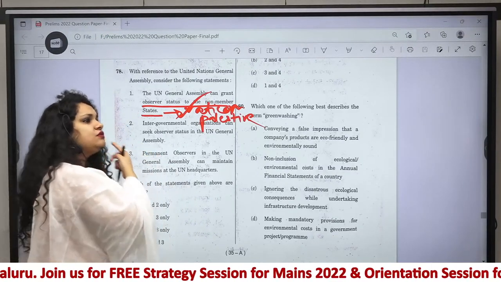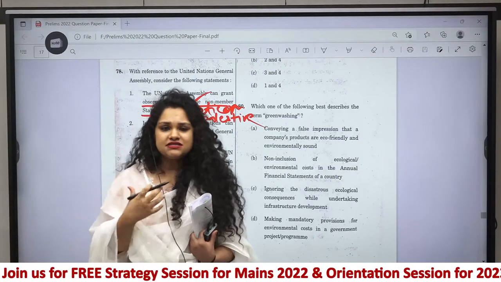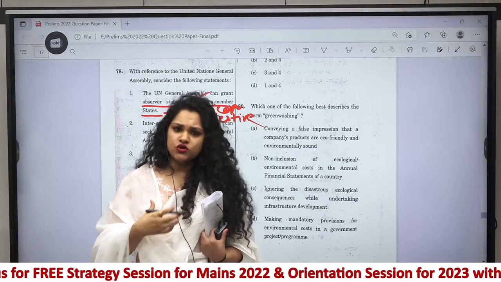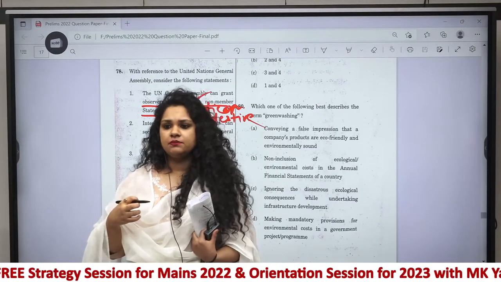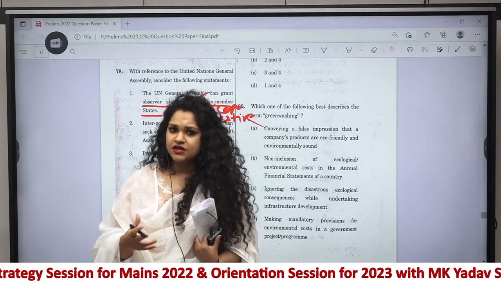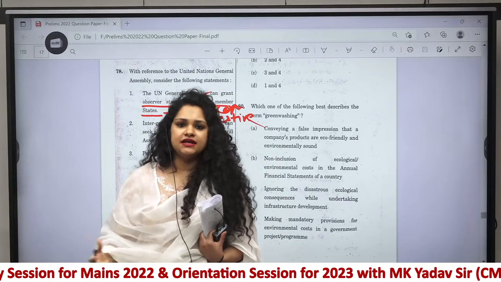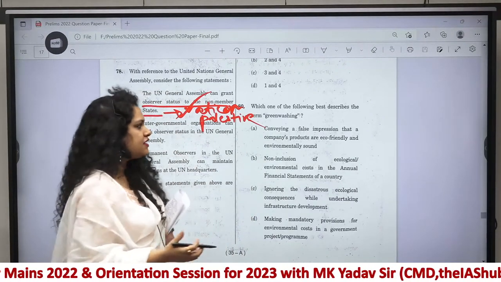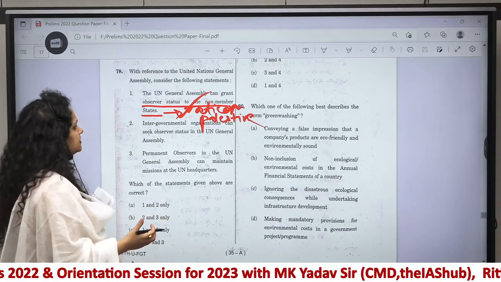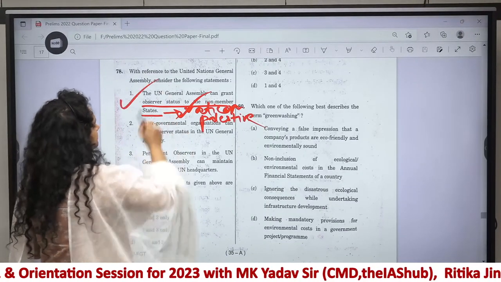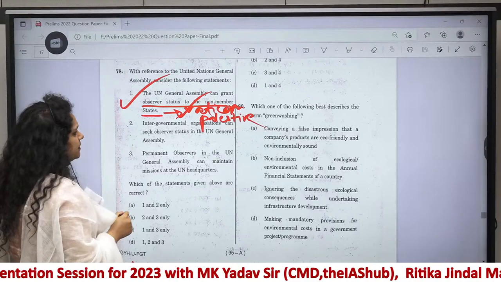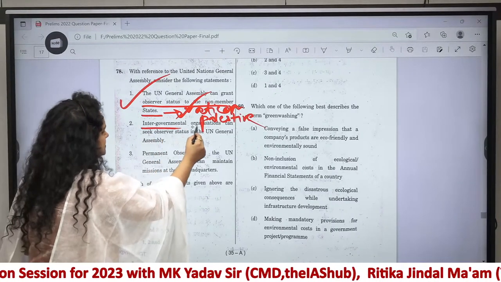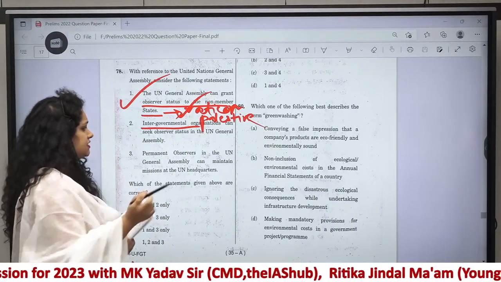What they can do is they can participate in the discussion, they can host their missions there, but they cannot vote, right? So they can be part of the entire deliberation setup, but not vote, right? Somewhat like Attorney General, maybe, right? So this is correct. The intergovernmental organization can seek observer status in UN General Assembly.